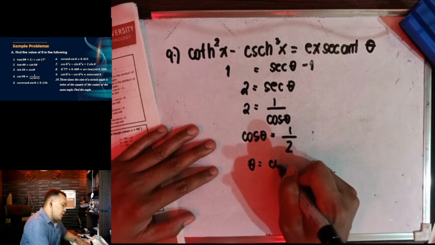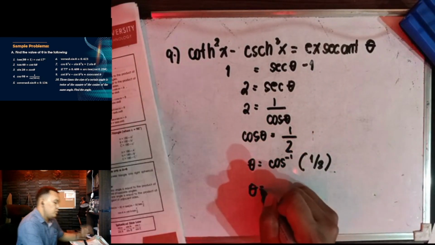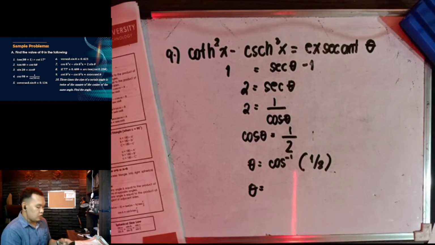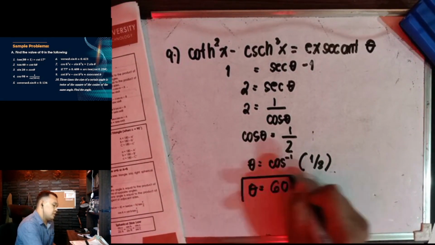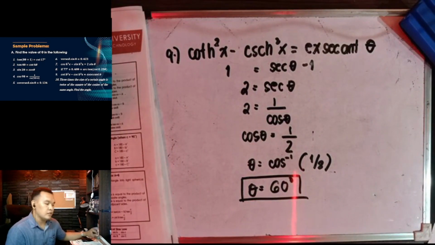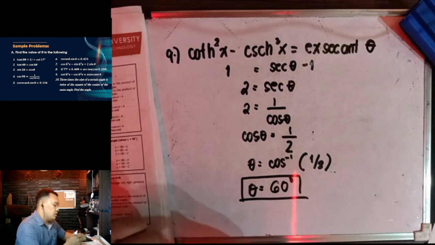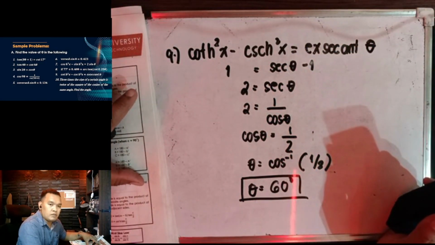Theta is equivalent kay arc cosine 1 over 2. Therefore, theta is equivalent kay arc cos 0.5. So, we have here 60 degrees. The value of theta from the number 9. Okay? Okay. So, let's proceed to number 10.